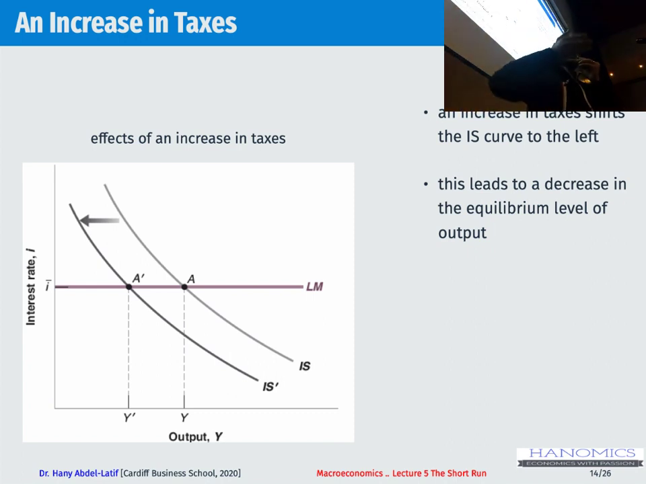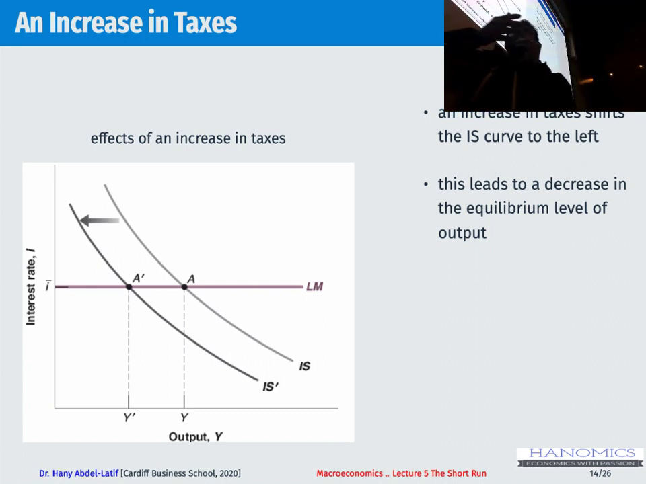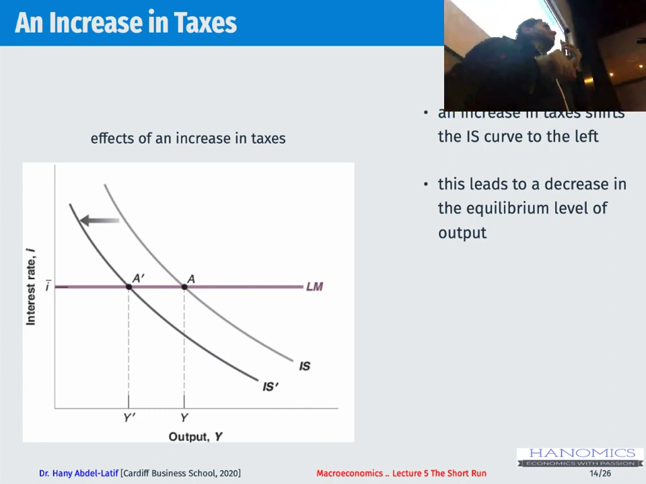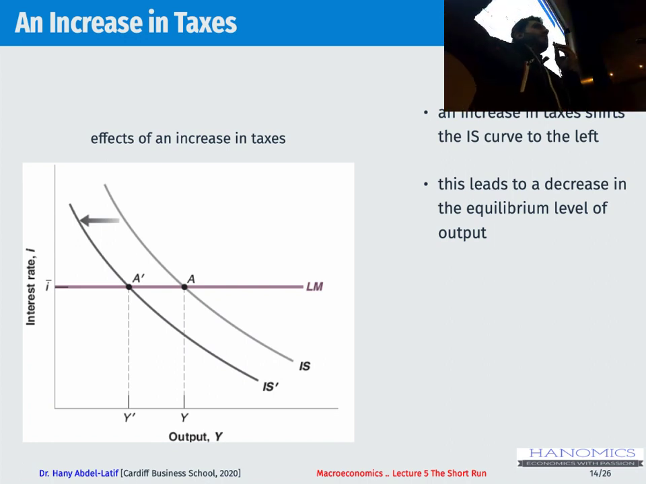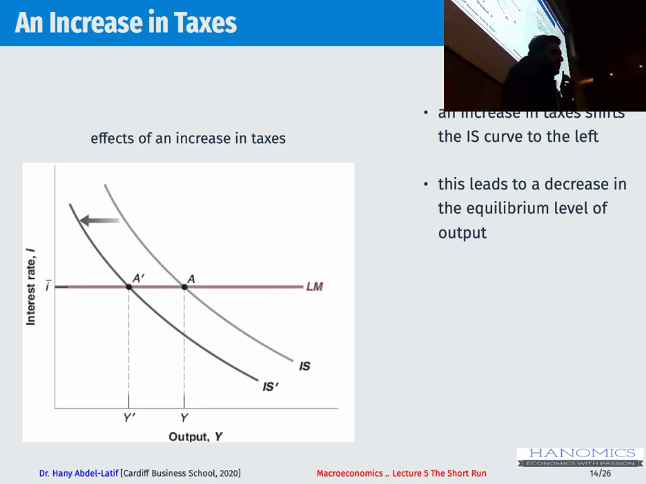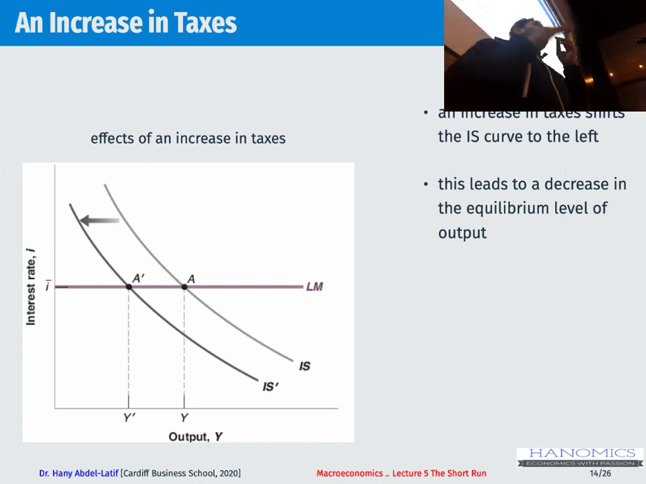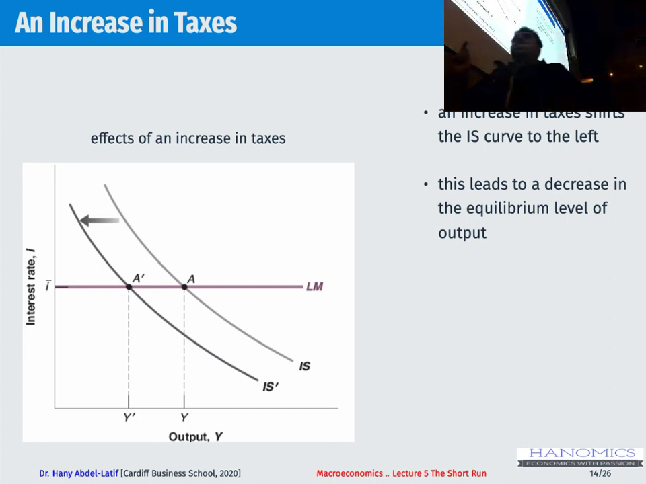Just see the sequence. First, there's a change in taxes. Where should that effect go? It should go through aggregate demand, because taxes affect aggregate demand. Now I need to know which direction the shift should be. Higher taxes mean lower aggregate demand, and we said before the general rule is that anything that lowers aggregate demand should shift the IS curve to the left. And that's what we have here.